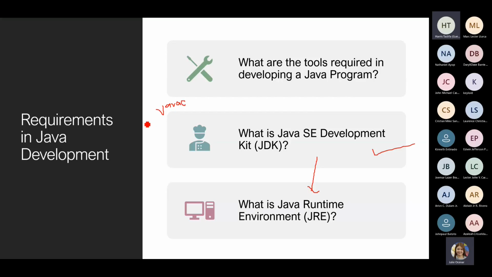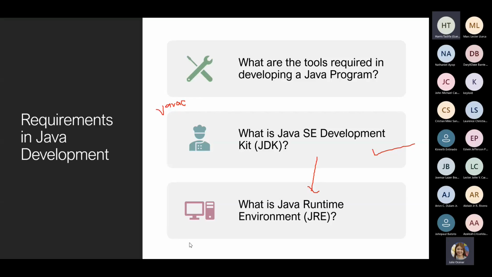Meron din interpreter which is java, kasi after niya i-compile, ibabalik niya naman, 'di ba, sa human language. And then we have also the archiver which is the jar. Naka-.jar siya, so jar file. So JDK is available on the Oracle site. So pwede mo siyang download and then install it to your computer or laptop. So it's up to you.